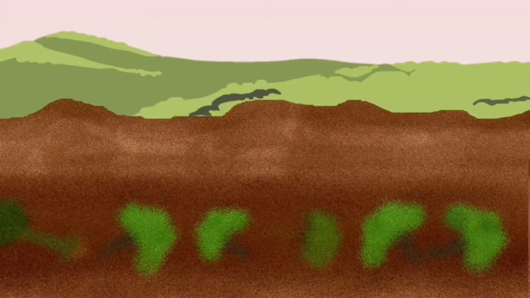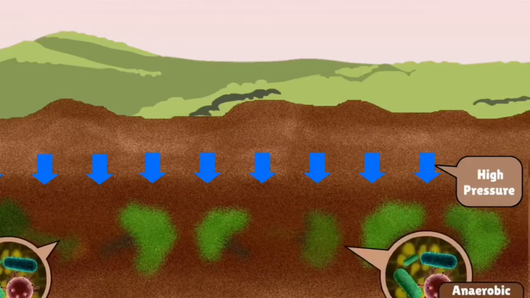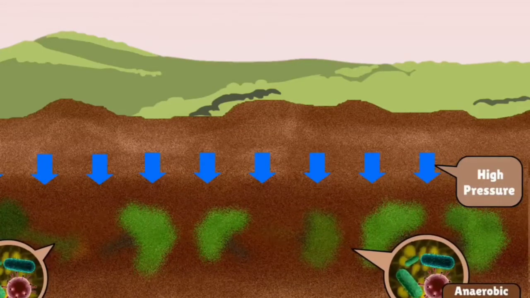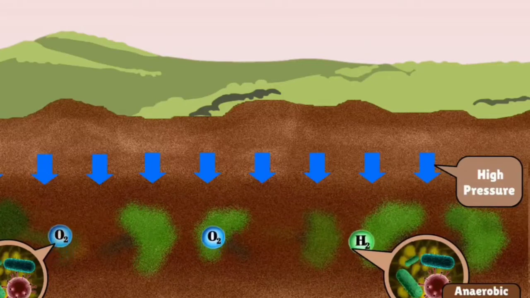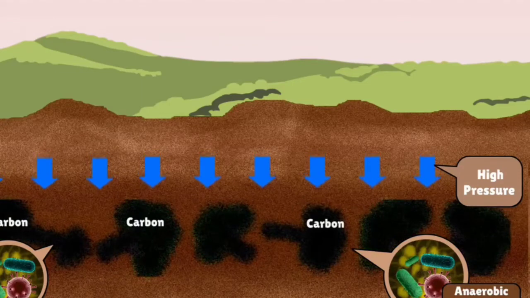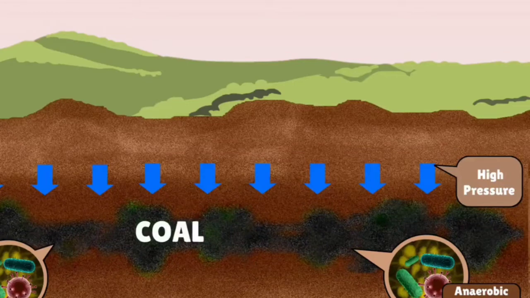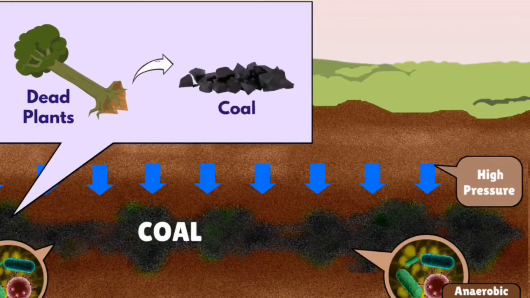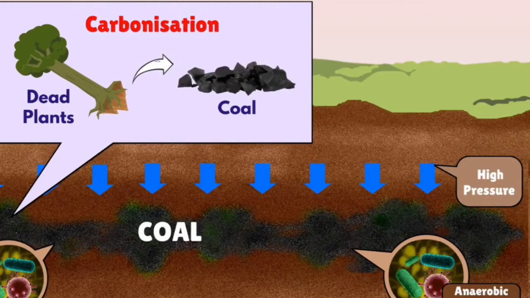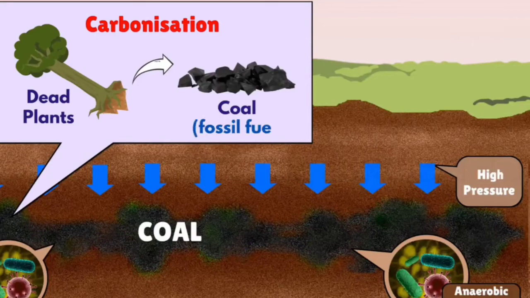Under hot conditions and high pressure, deeper in Earth's crust, anaerobic bacteria decompose these parts and remove oxygen and hydrogen from them, leaving behind only carbon. Due to pressure, carbon gets compressed, forming a compact stony mass called coal. This slow process of conversion of dead plants into coal is called carbonization. Since it was formed from dead remains of plants, coal is also called a fossil fuel.